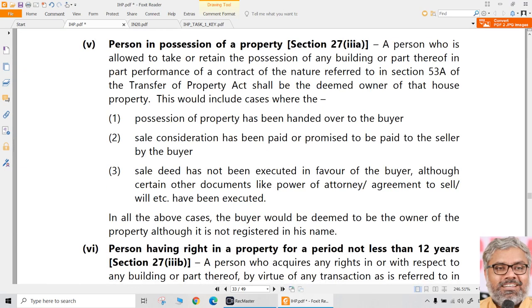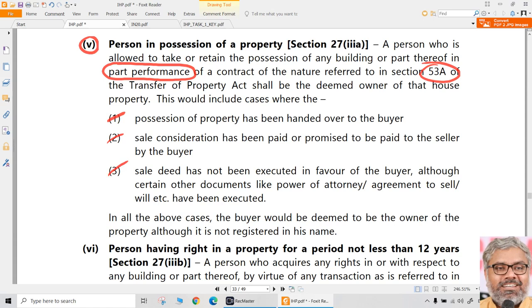Another thing is that persons who are in possession of the property are also deemed to be the owners of the property. What type of possession? Where there is a part performance of the contract. Of course, we don't need to go into the Transfer of Property Act, section 53A and all. The point is, possession is taken by the buyer, sale consideration is paid or promised to be paid, some advance is made, but the sale deed is not executed. It is not registered.